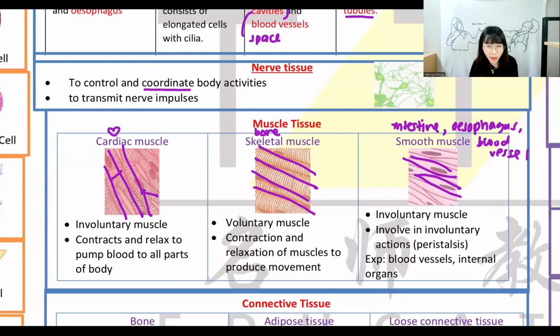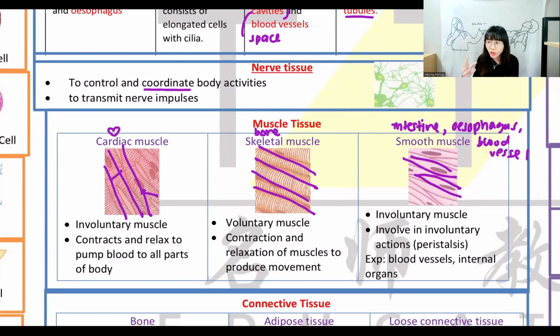over here. Now, talking about cardiac muscle, do you think you are able to control your heartbeat? Because cardiac muscle is to contract and relax to pump your blood to all parts of the body, right? Do you think that you are able to control your heartbeat? Is it possible for you to control your heartbeat? Of course, cannot, right? If you can, please teach me how you control your heartbeat. It's an involuntary muscle. You cannot control, but it can only be affected.